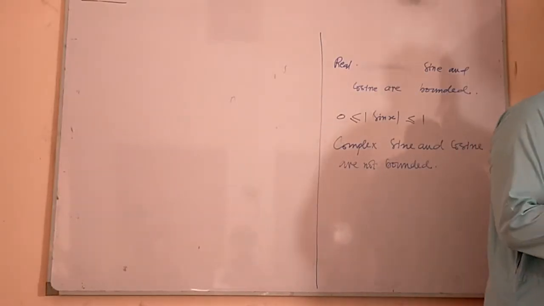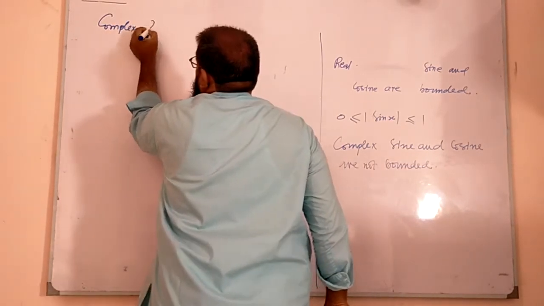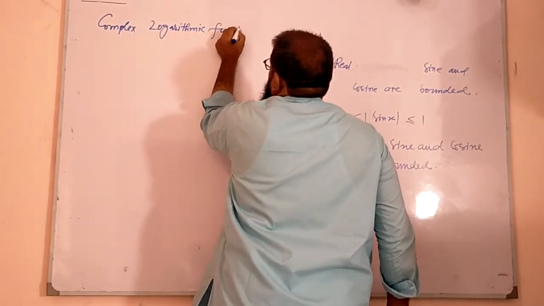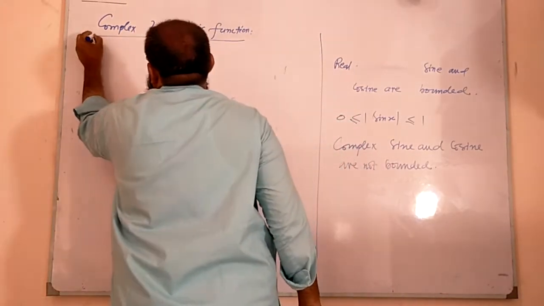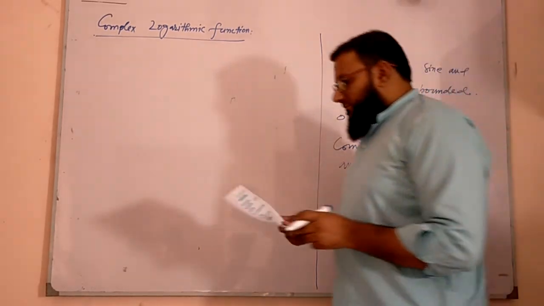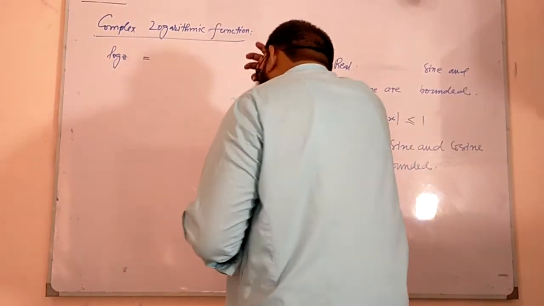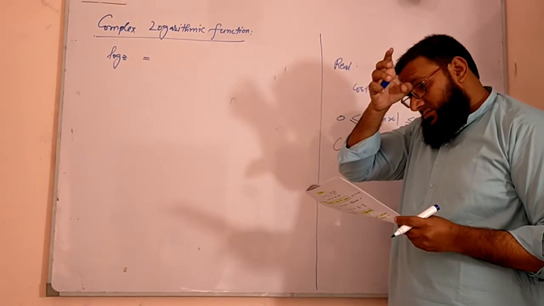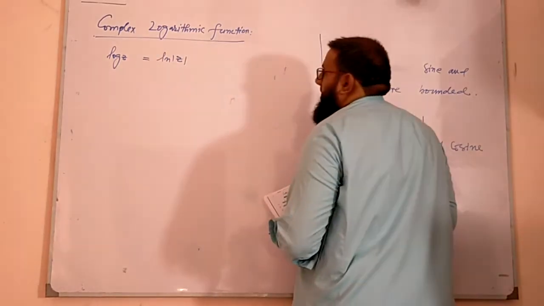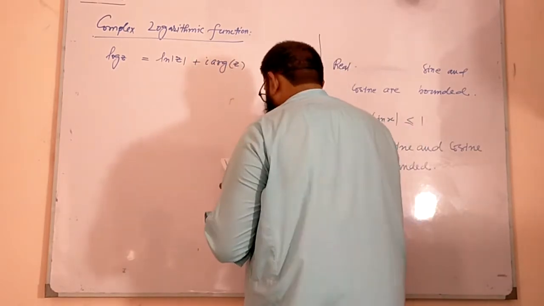Next idea is complex logarithmic function. Log of any complex number is defined as natural log of the modulus of z plus i times the argument of z.